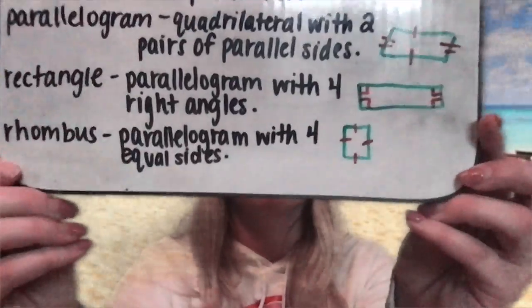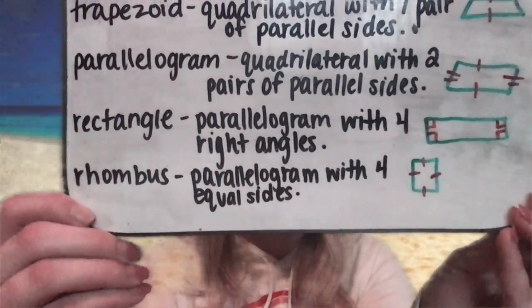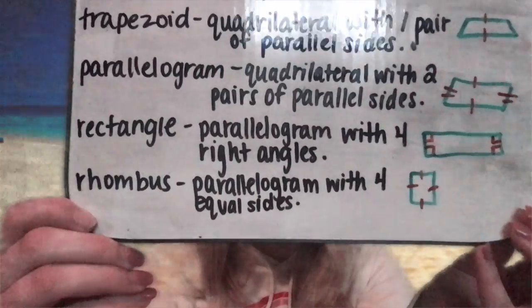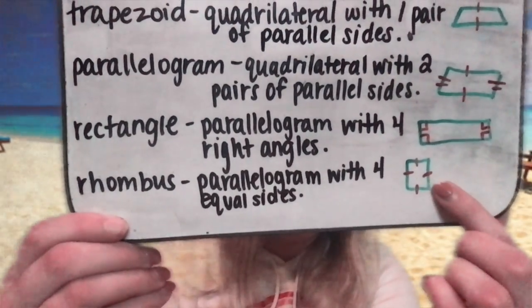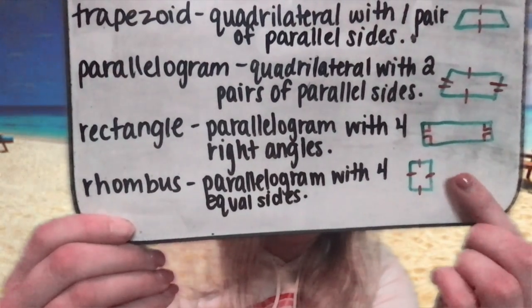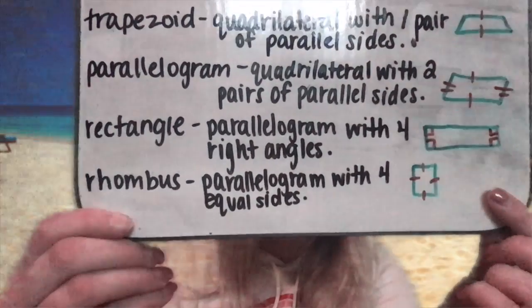The next one that we have is called a rhombus. And a rhombus is a parallelogram that has four equal sides. Here is my definition for a rhombus. Rhombus is a parallelogram with four equal sides. So if you look at my picture, you can see that I drew my rhombus, and then I marked my equal sides with those red tick marks.